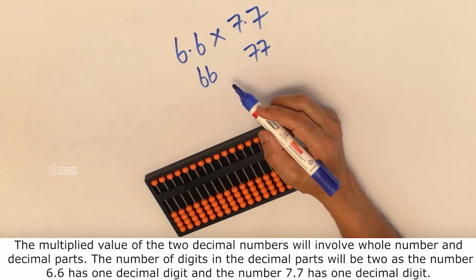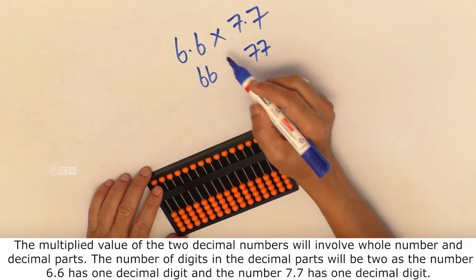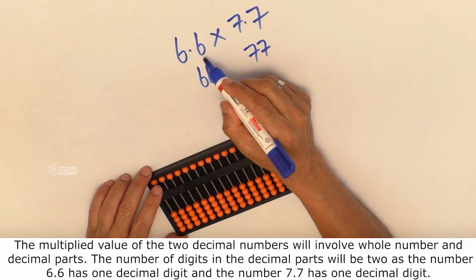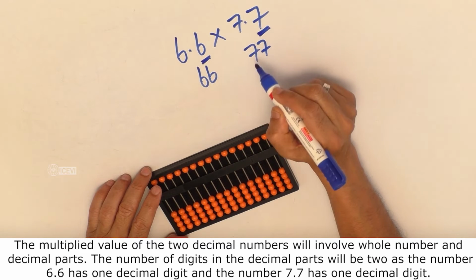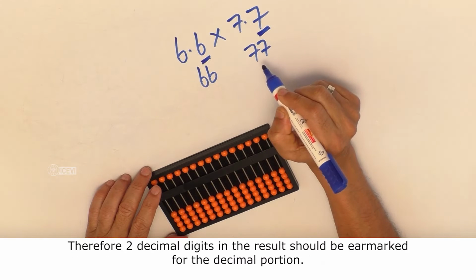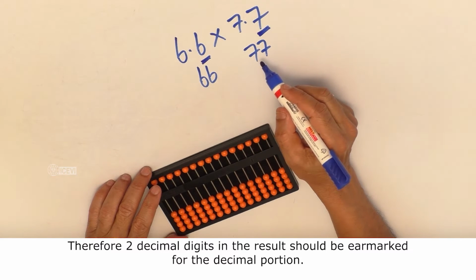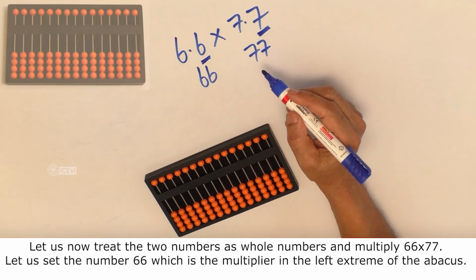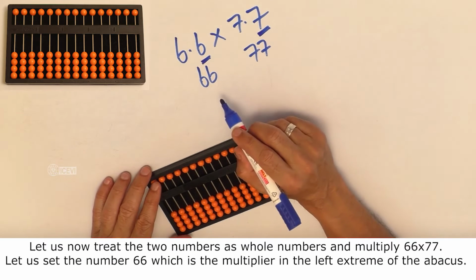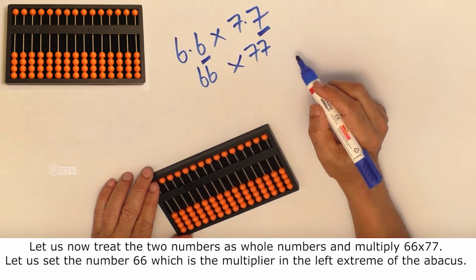The number of digits in the decimal part will be 2, as the number 6.6 has one decimal digit and the number 7.7 also has one decimal digit. Therefore, two decimal digits in the result should be earmarked for the decimal portion. Let us now treat the two numbers as whole numbers and multiply 66 with 77.